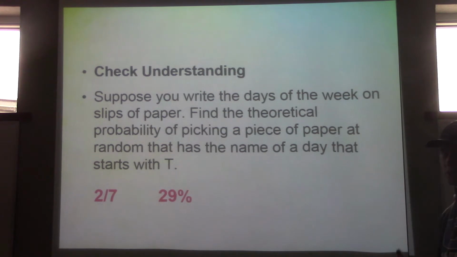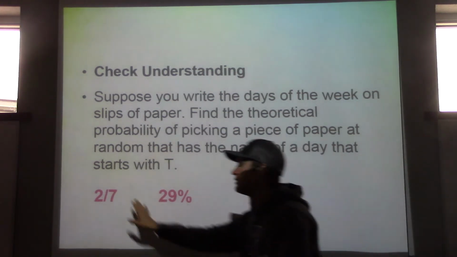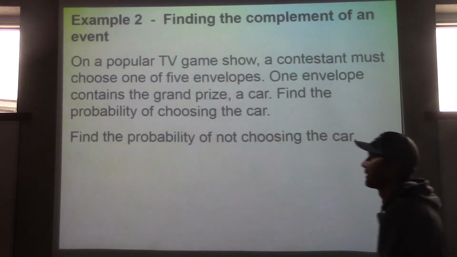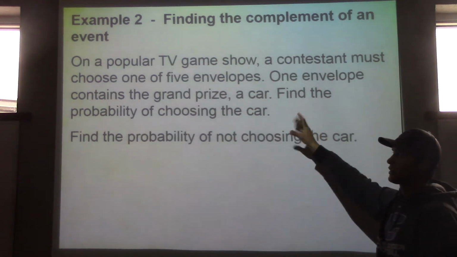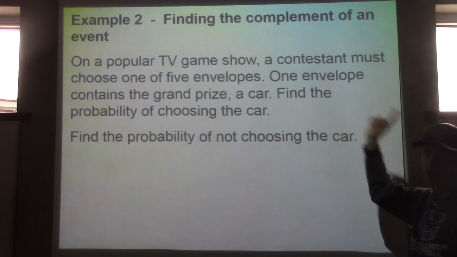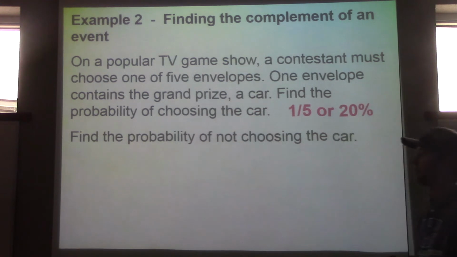You can write it as a percent. All I'm going to ask you to do is write it like this. Right? On a popular TV game show, a contestant chooses 1 of 5 envelopes. 1 envelope contains a grand prize, a car. Find the probability of choosing the car. Right? So there's 5 envelopes. The probability of choosing a car is 1 out of 5, or 20%.